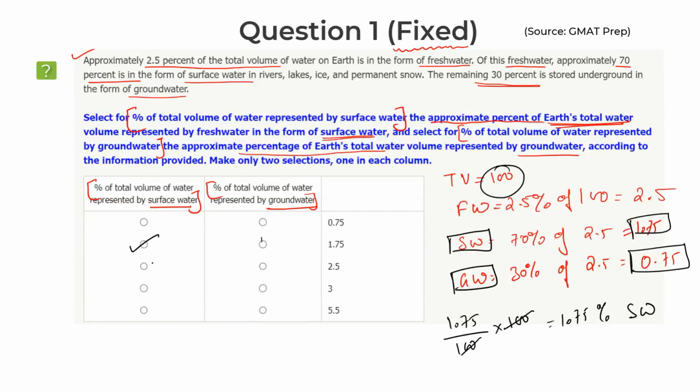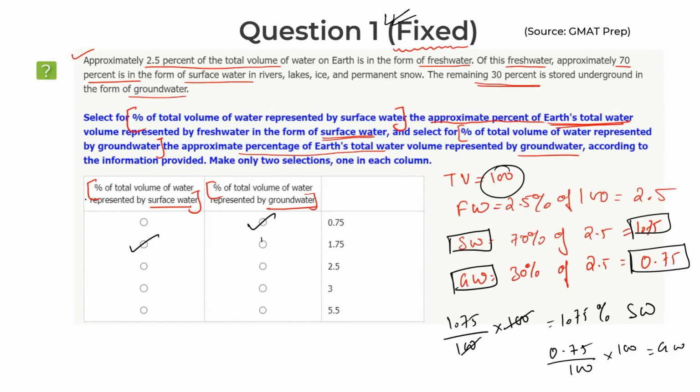So I will go ahead and mark 1.75, and I can do the same thing with groundwater as well, where this is 0.75 divided by total volume times 100, and this we get as groundwater, and I can go ahead and mark this. This is the answer, and this is the fixed answer of it. There is no variable answer possible for this question. This is the only answer that is possible.